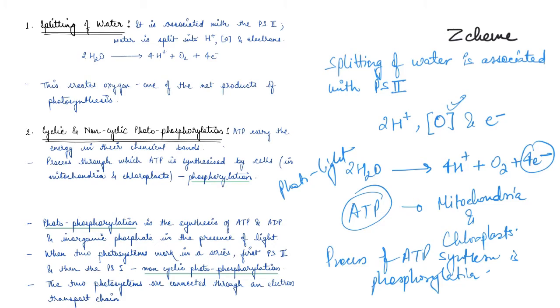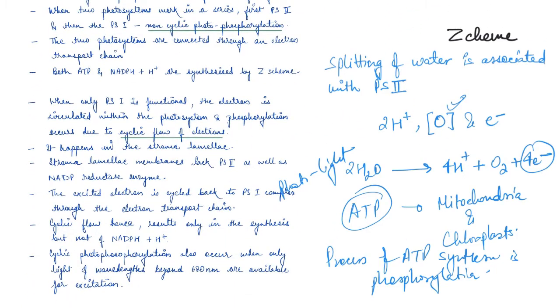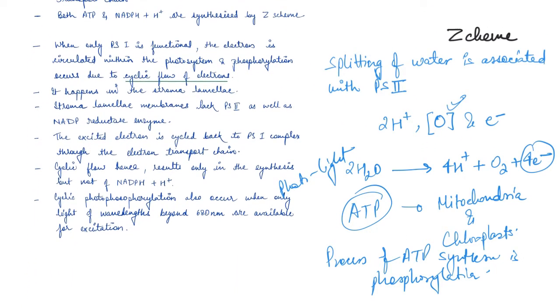So every time electrons are replenished in photosystem 2, they are transferred to photosystem 1 through the electron transport system, and there they change ADP to ATP and NADP plus to NADPH plus H plus. So both ATP and NADPH are synthesized by the Z scheme. We know this now, right?